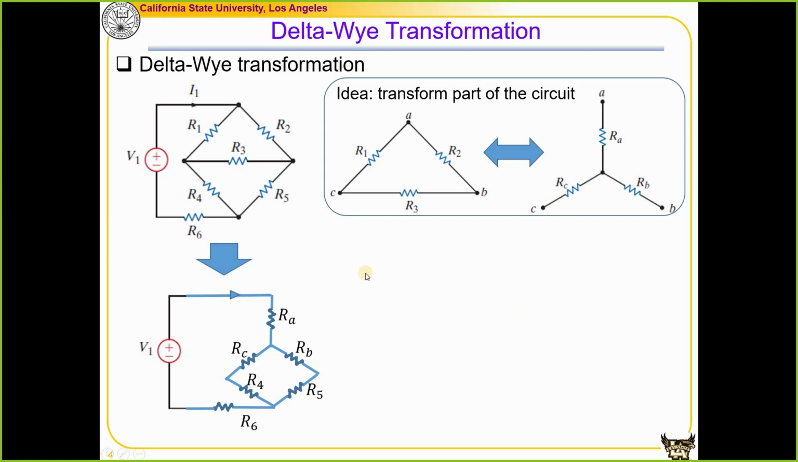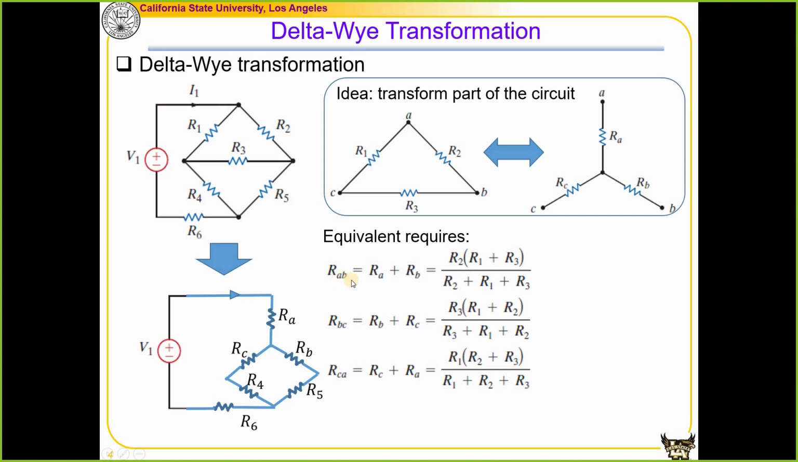So let's set up the equations. The first equation tells us that if I measure the resistance between A and B by looking at this network, I apply the multimeter there. The resistance between A and B is simply RA plus RB, because RC is not connected to the network, right? So I just measure the resistance from these two nodes. For the delta-shaped network, if I measure the resistance between A and B, I know that it has two branches in parallel. One branch is R2, the other branch is R1 and R3 in series. This is how I get this result: RAB is equal to R2 in parallel with R1 plus R3.